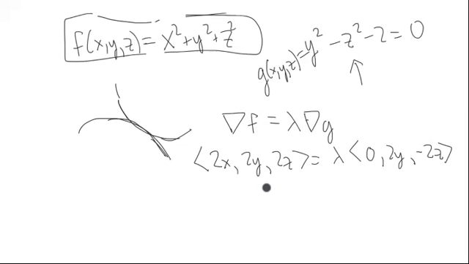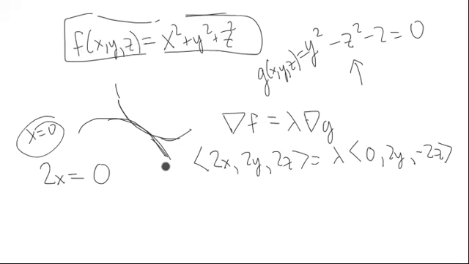So in particular, we can check a couple of options. Let's just write out the equations. The equations we have: 2x is equal to lambda times 0, which is equal to 0. So we know x has to be 0. That's just a given.